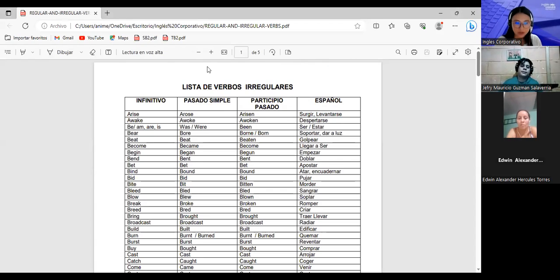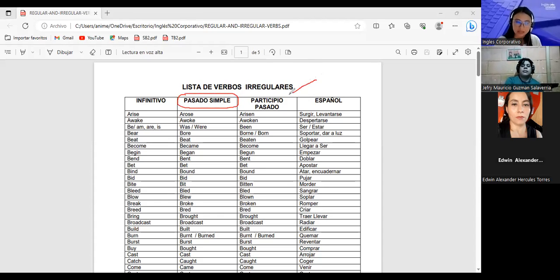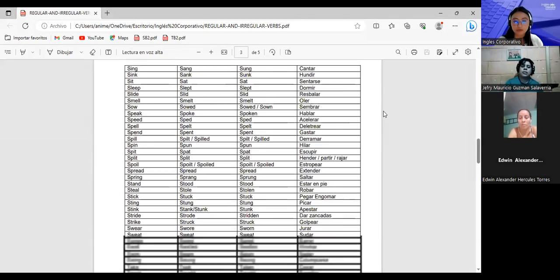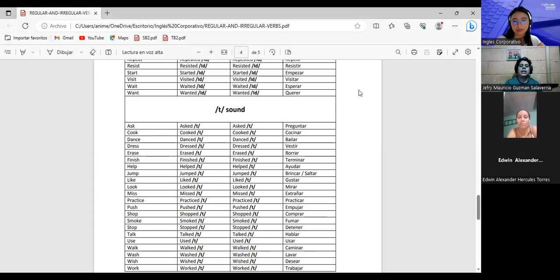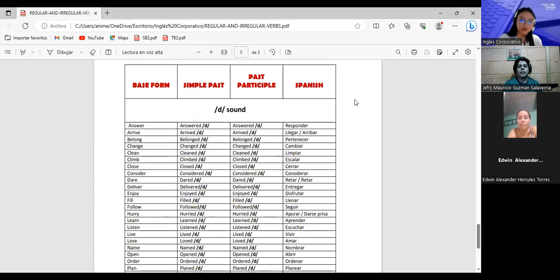As of right now, as we are just covering the simple past, try to concentrate on this information. Okay, because this is a different topic. Este tema viene más adelante, but not as of right now. Section number one, we are just going to cover the simple past of regular and irregular verbs. If you scroll down there, you're going to find the pronunciation of those regular verbs. Todos aquellos que terminan con este sonido, id, accepted, counting. Aquellos que terminan con una T, un sonido fuerte al final, asked, cooked, danced. O terminan con un sonido un poco más suave, pero que sí se escucha al final, answered, arrived, belonged, ¿sí? Así que practiquen con esto.